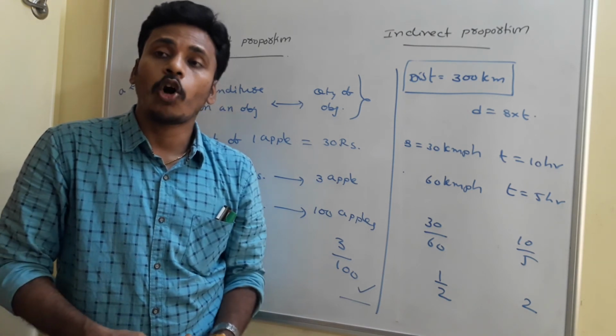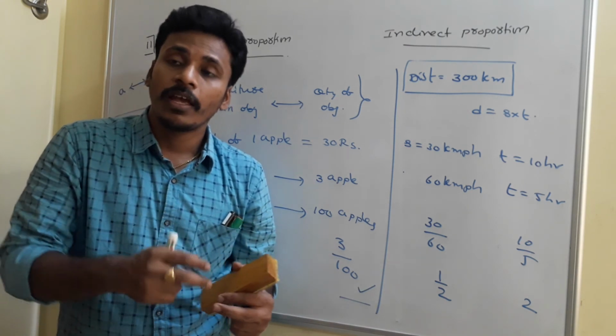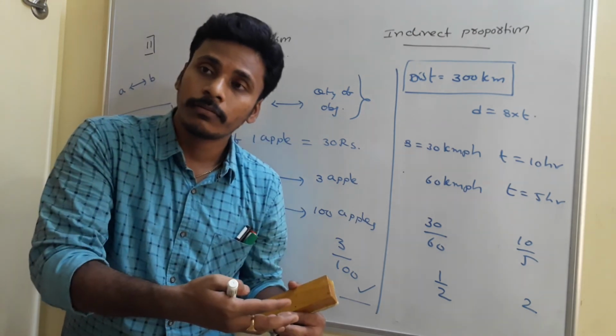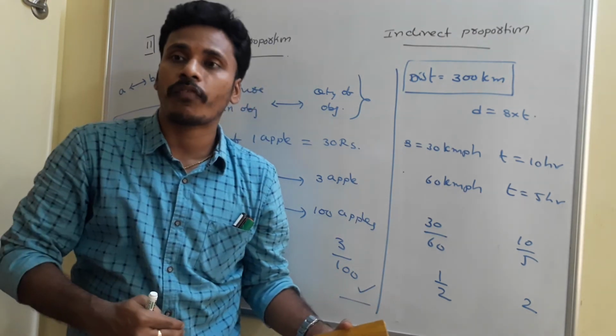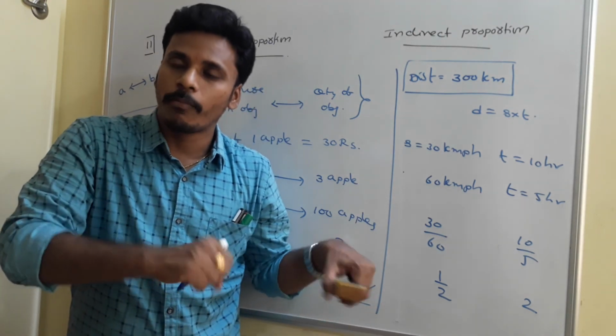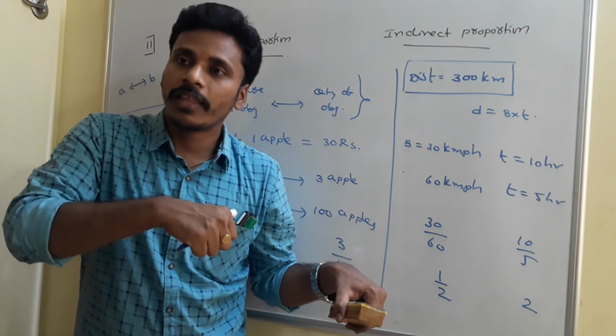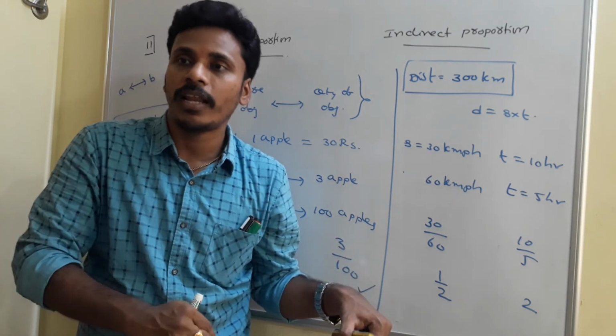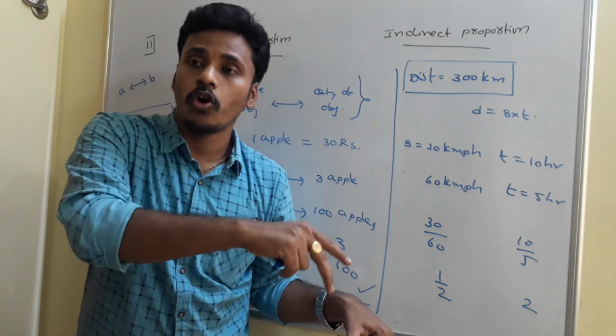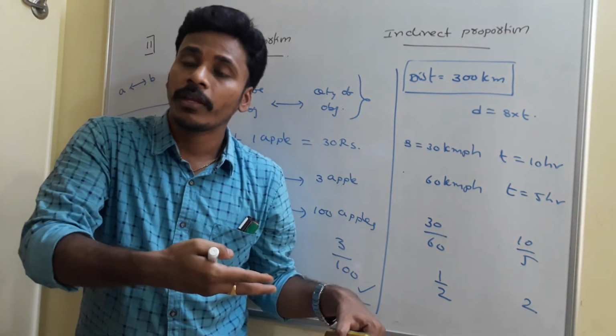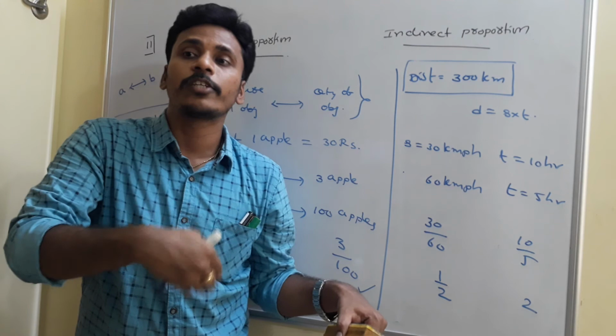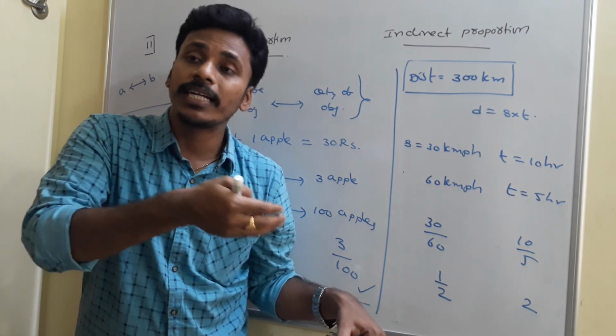Why? Because if the distance is fixed and I move with more speed, automatically I need less time to cover the distance. If I am going with more and more speed, then the time required is very less. If I am moving very slow, then it needs more time. In the sense, if the speed is less, it needs more time. If the speed is more, it needs less time.